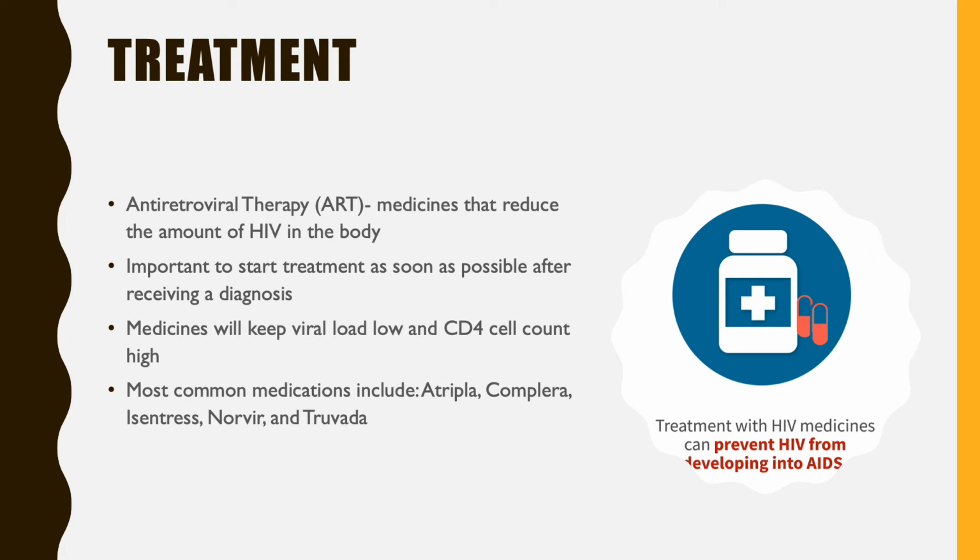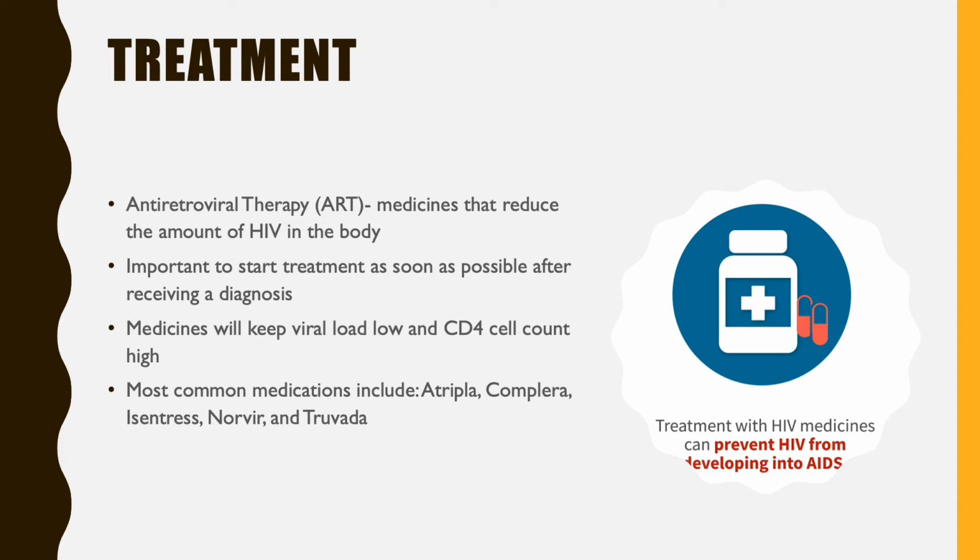Treatment for HIV consists of antiretroviral therapy, which are medicines that reduce the amount of HIV in the body. It is important to start treatment as soon as possible after receiving a diagnosis. These medicines will keep viral load low and CD4 cell count high. The most common medications include Atripla, Complera, Isentress, Norvir, and Truvada. Most people under this therapy can get their HIV under control within 6 months. Taking HIV medicine will not prevent transmission of other sexually transmitted diseases.